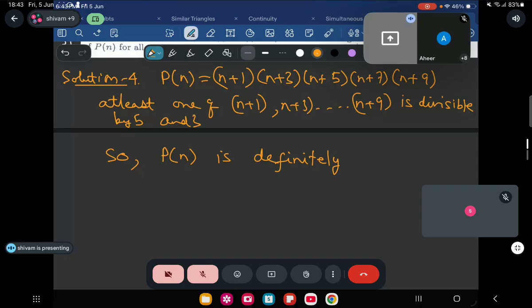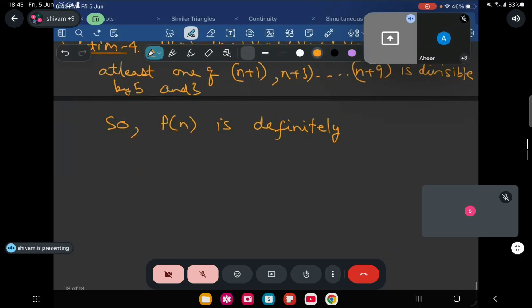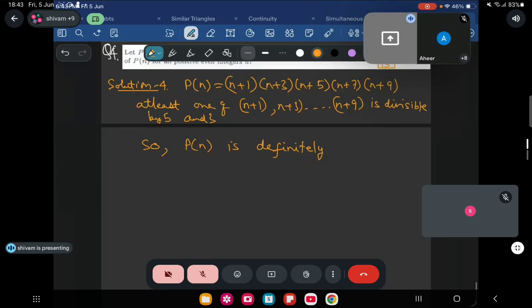For 7, will it be possible? Tell me. Because it is not divisible by 5. No. Think like this. Try to understand. Let us take one of them as 7. Okay. But in the case of 7, what will happen? We need 2 consecutive odd multiples of 7.